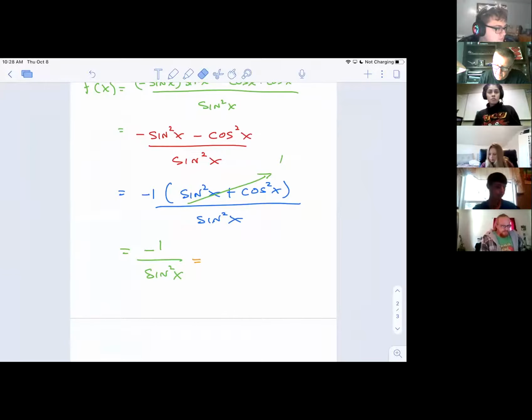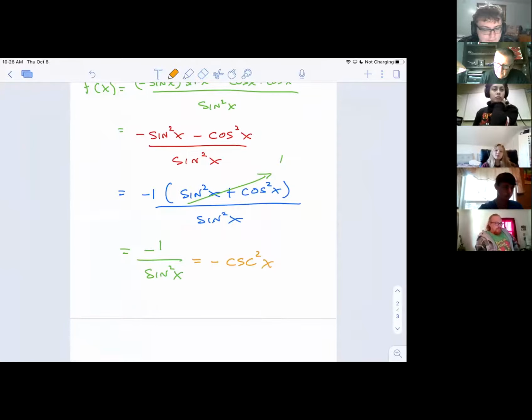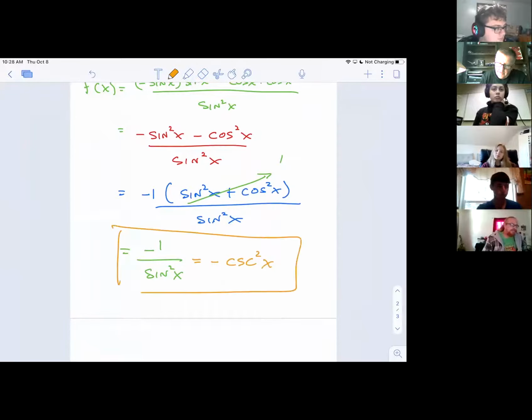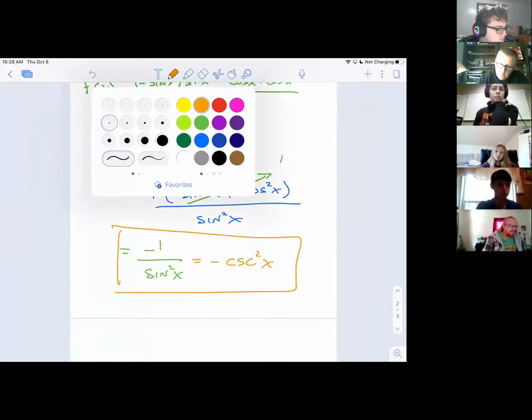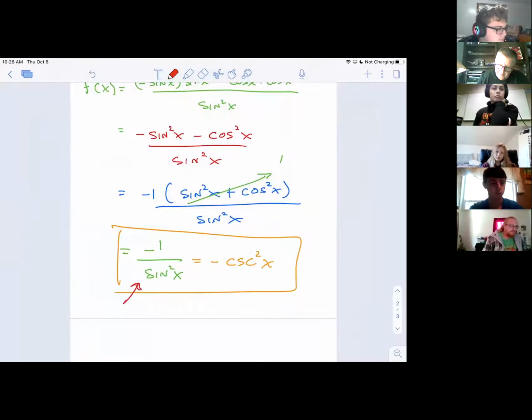Does it make sense that somebody could choose, since 1 over sine is equal to cosecant, to rewrite this like this? I would say both of these are good answers. You'll notice on my note sheet, I said negative cosecant, and I only did that because that's what's in the book. I personally actually prefer this answer better.